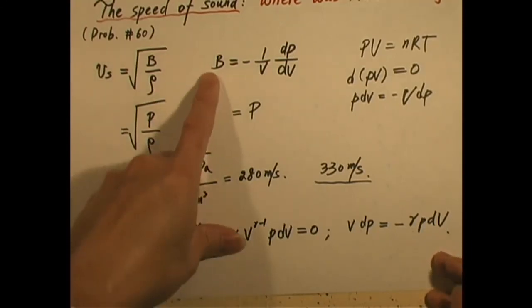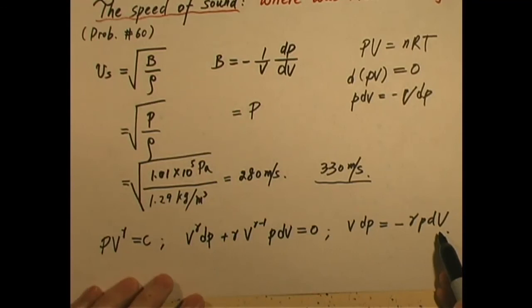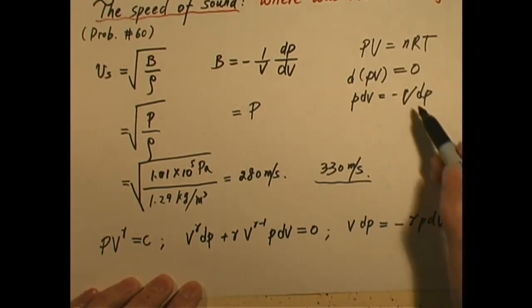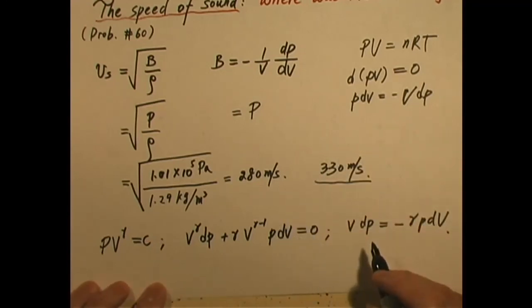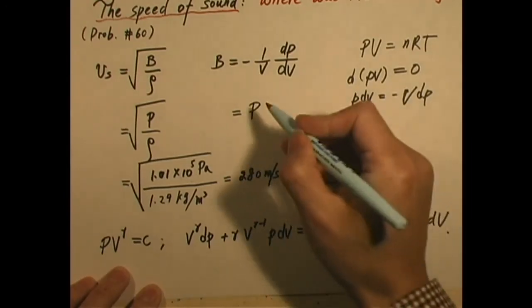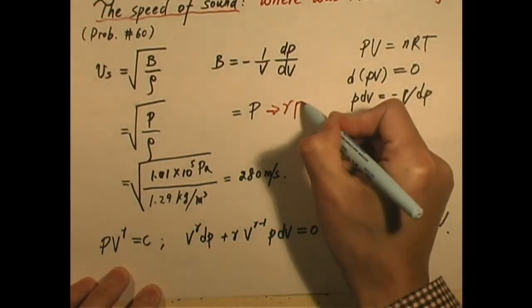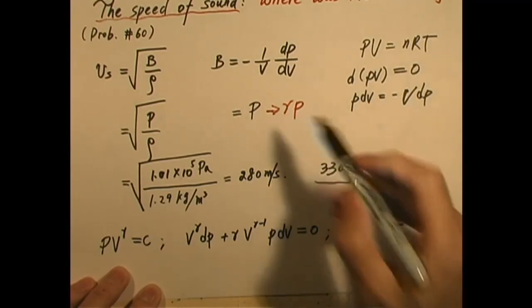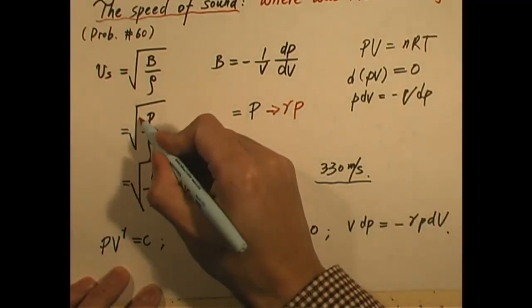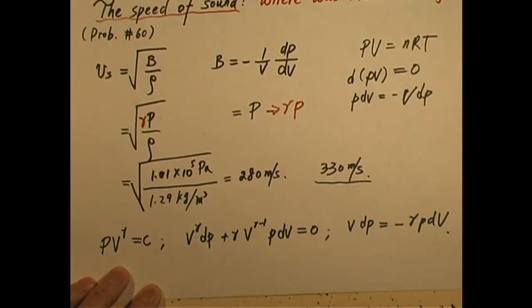From that, we can calculate the value of B. B is negative 1 over V dP dV. And the difference here is that there's an actual gamma. You compare these two expressions. There's a gamma here, and if you did all the calculation, you'll find that this B now becomes, instead of P, gamma times P. There's an additional factor, gamma, sticking out. This means I have to replace this by gamma P instead of just P.